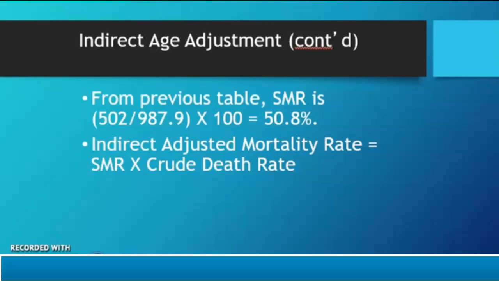So that sums up the way to calculate an indirect age adjustment. You'll have these numbers, the crude death rate, given to you in the assignment, and you'll be able to figure out the indirect adjusted mortality rate. You shouldn't have any issues in calculating this, even though it may seem complicated at first glance.